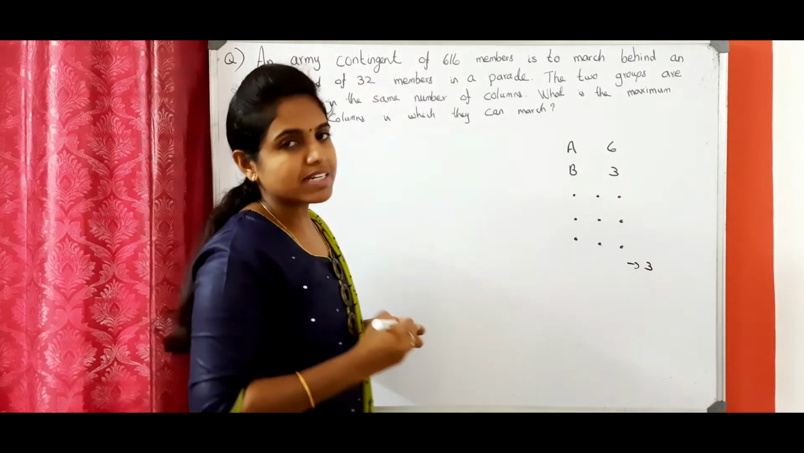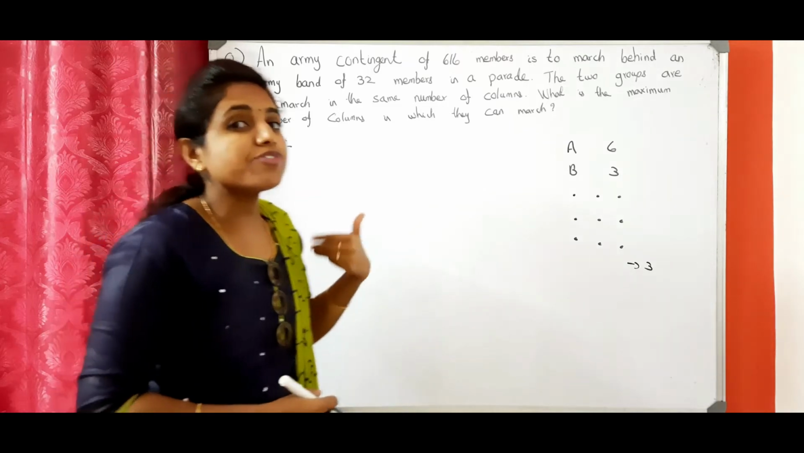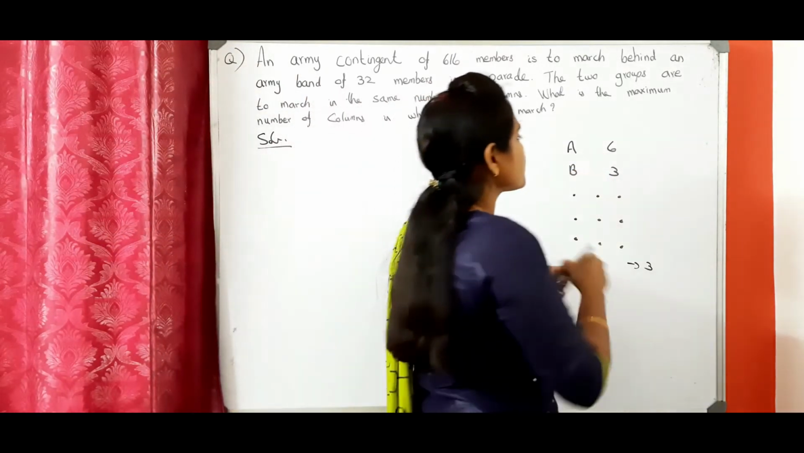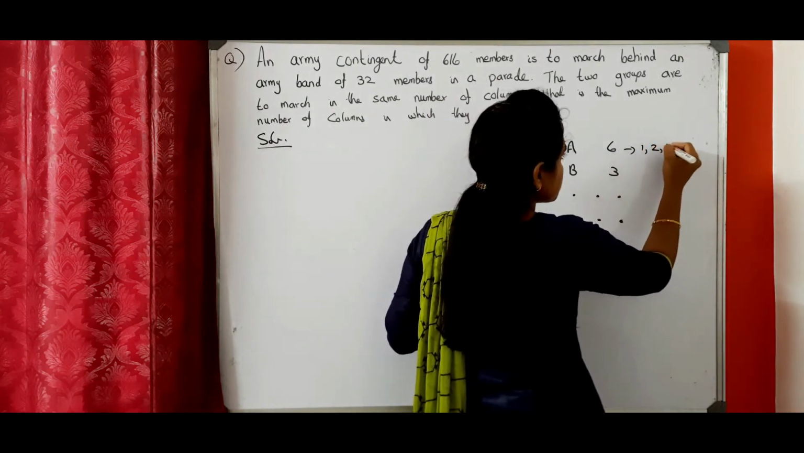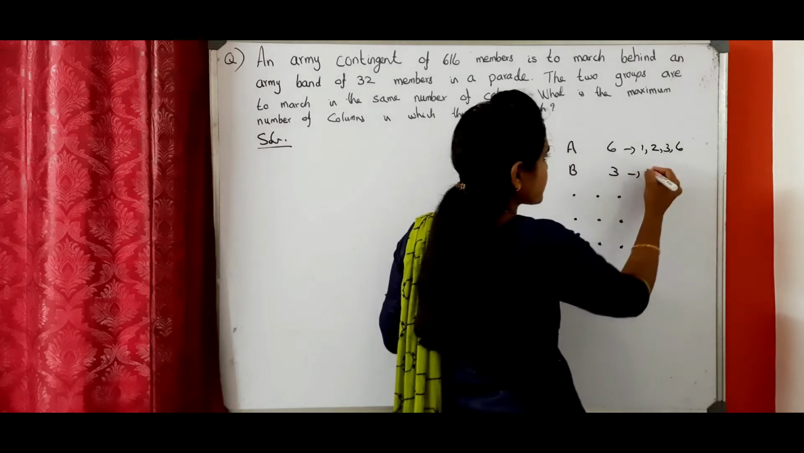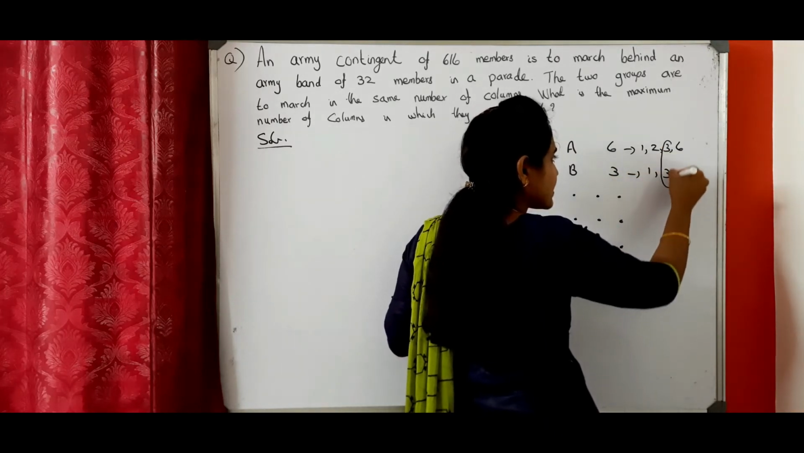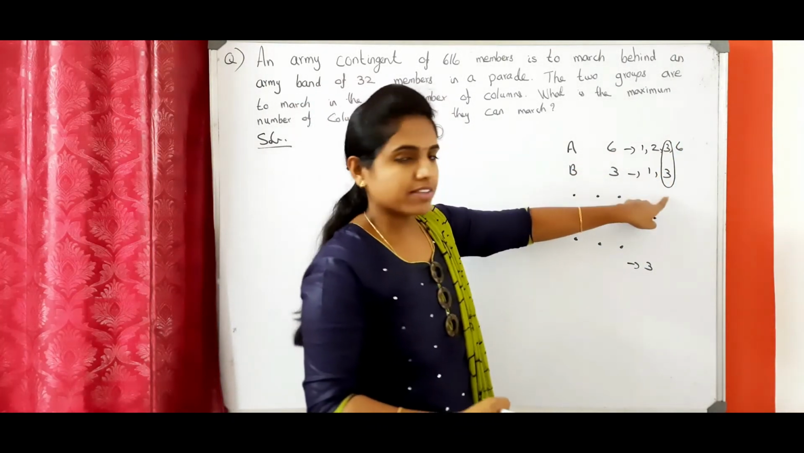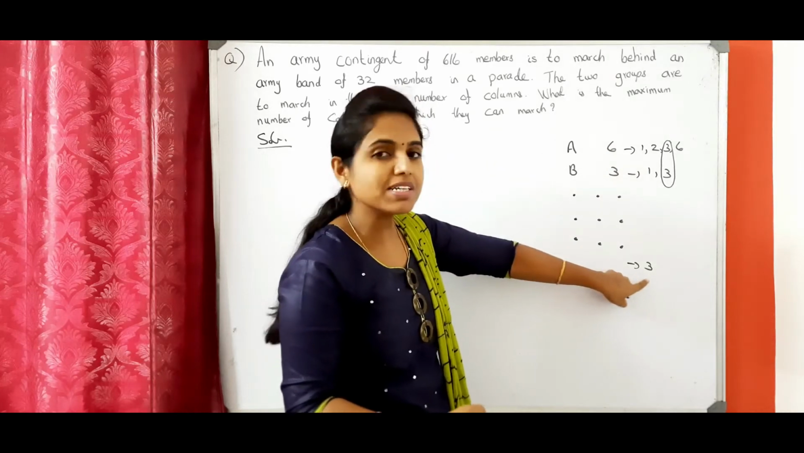So, with smaller numbers we can easily find it, but this one is a little big. How can we find it? We need to find the HCF of these two numbers. What is the factor of 6? 1, 2, 3, 6. What is the factor of 3? 1 and 3. What is the common factor? 3. Therefore, the HCF of 6 and 3 is 3. See, the maximum number of columns is 3.